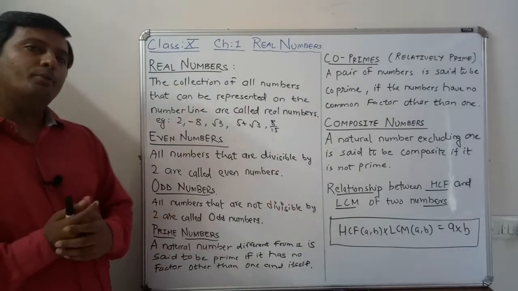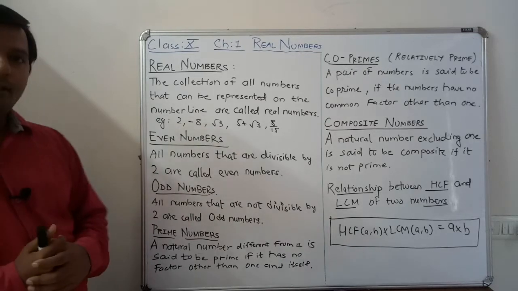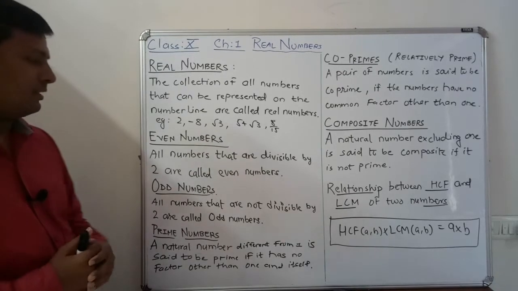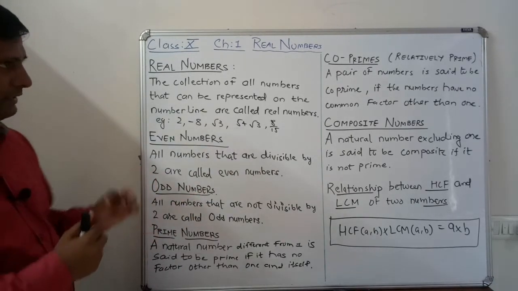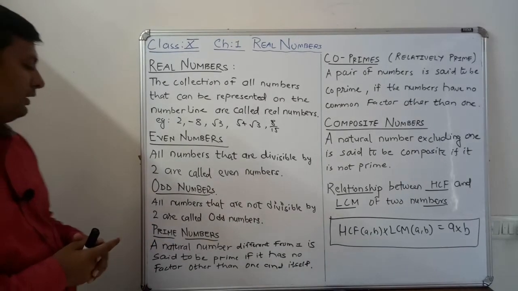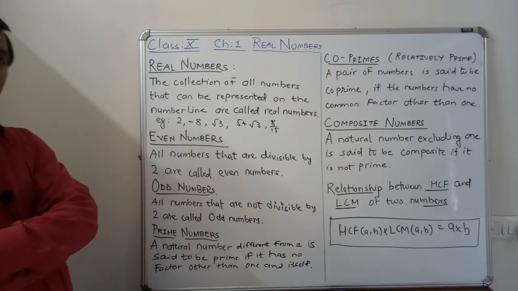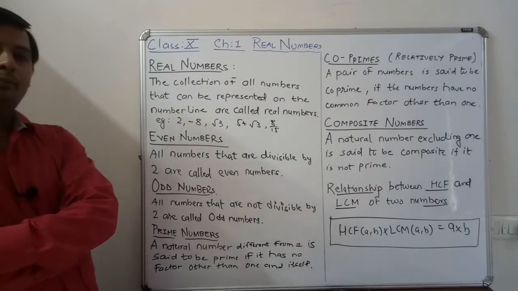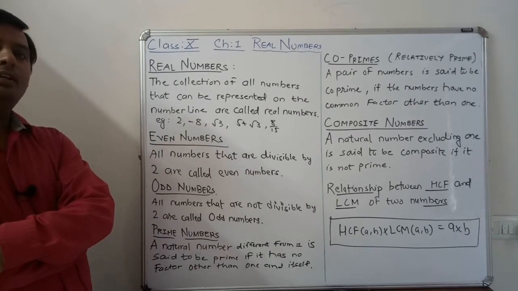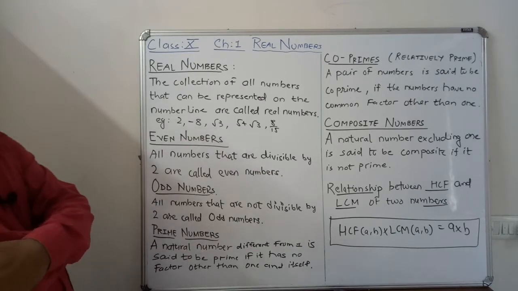Now the important one is the prime numbers. A natural number different from 1 is said to be prime if it has no factors other than 1 and itself. Examples of prime numbers: the lowest prime number is 2, then 3, 5, 7, 11, 13, 17, 19, all are prime numbers.